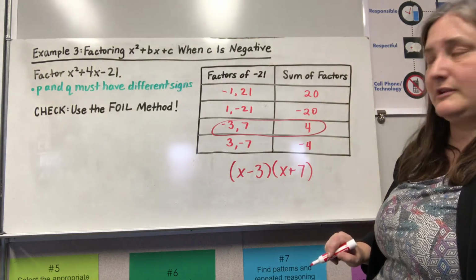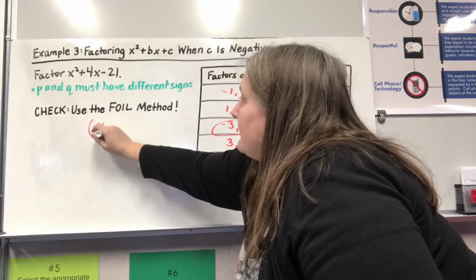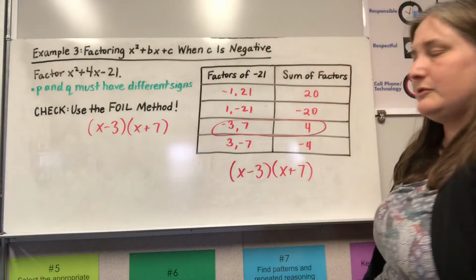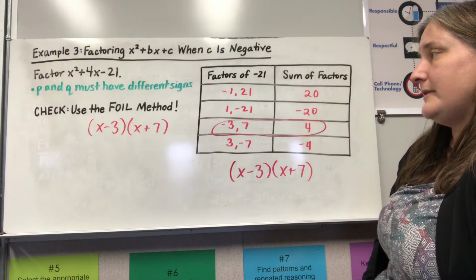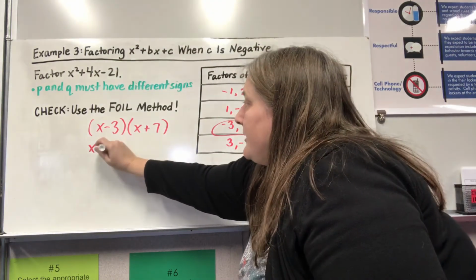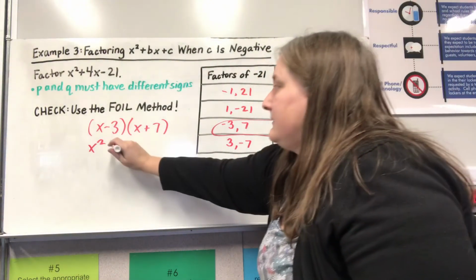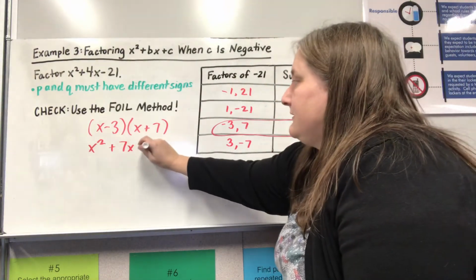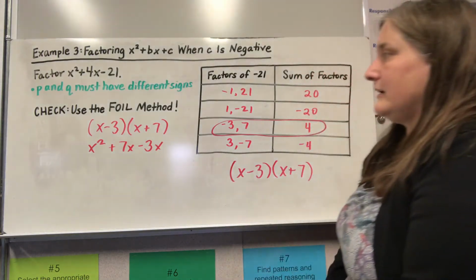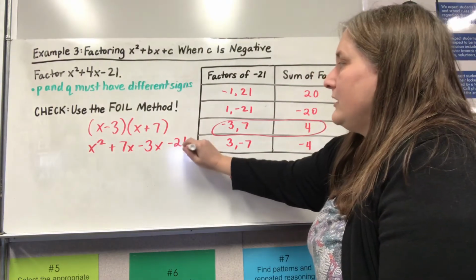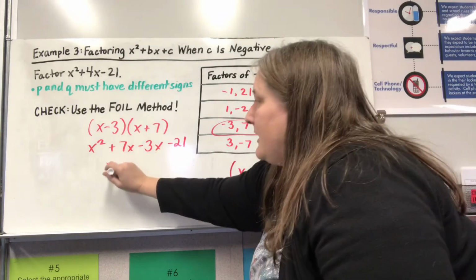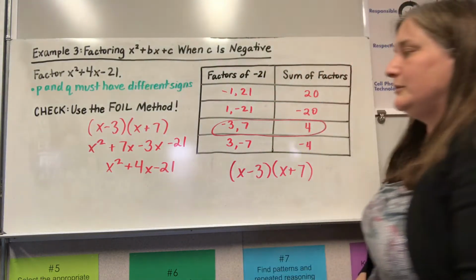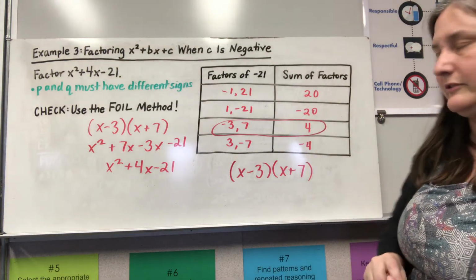But we're going to check it using our FOIL method. So x minus 3, x plus 7. I'm doing my first values multiplied. x times x is x squared. Then my outer ones, 7 times x is 7x. My inner values, negative 3 times x is negative 3x. And negative 3 times 7, negative 21. So I'm going to combine these two in the middle, and I get x squared plus 4x minus 21, which is what I started with, so my factoring works.